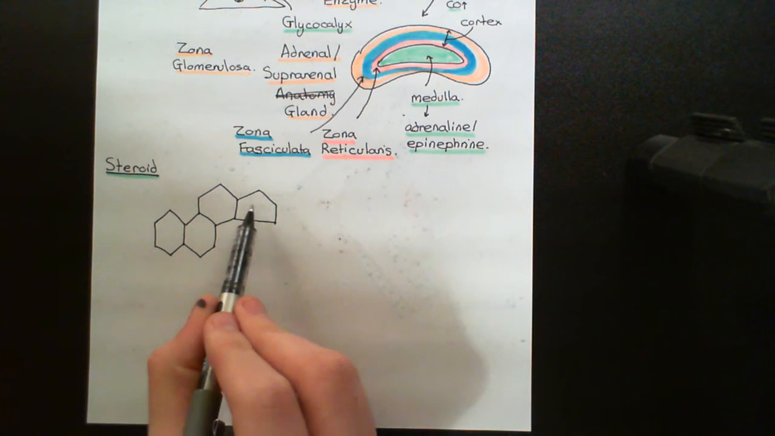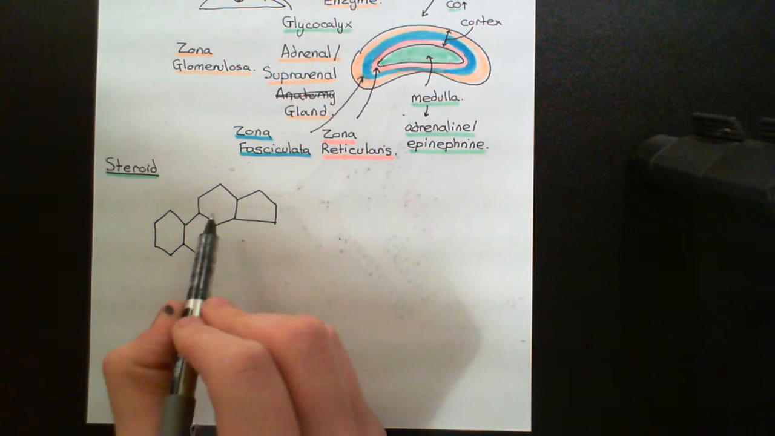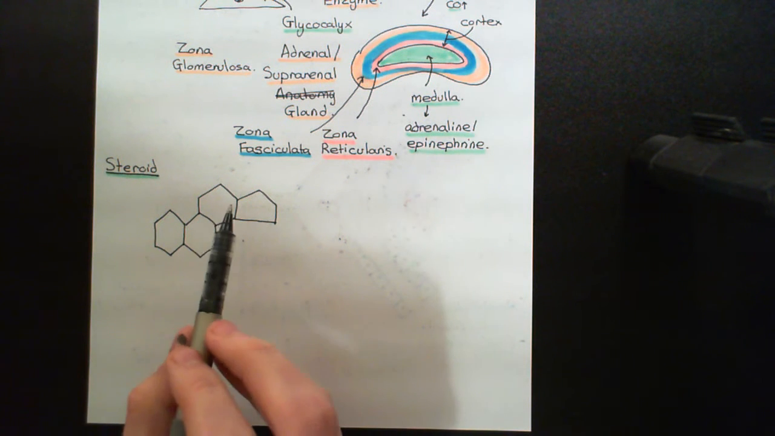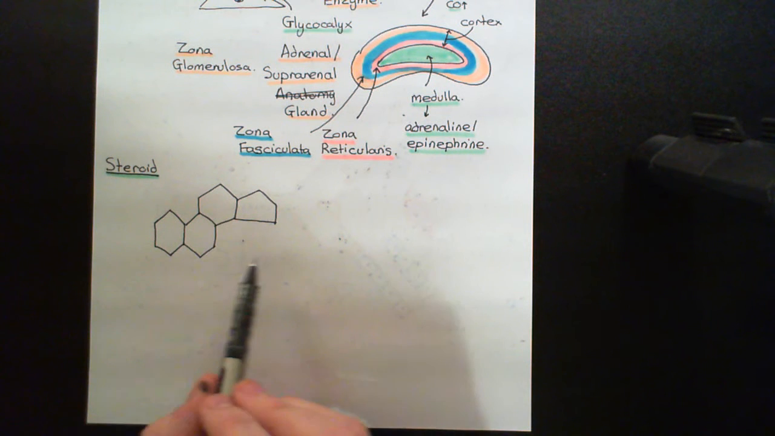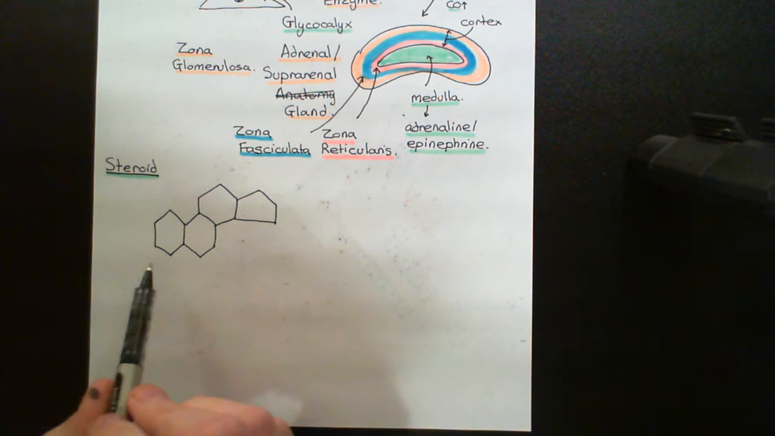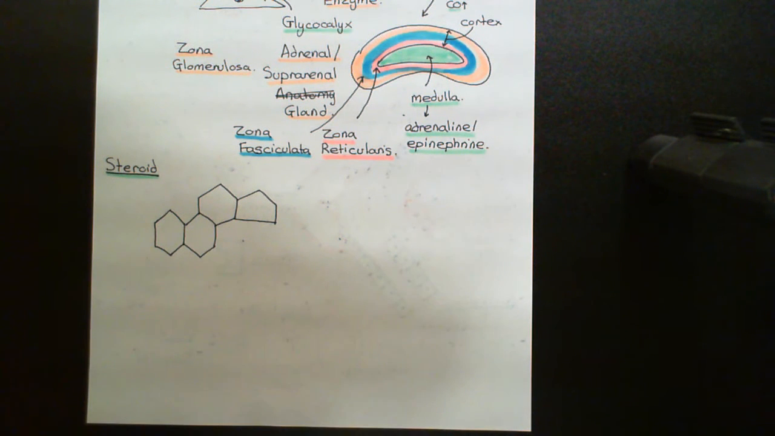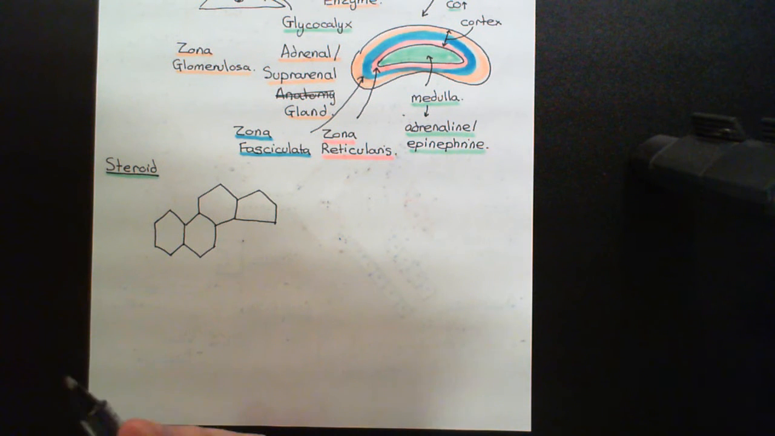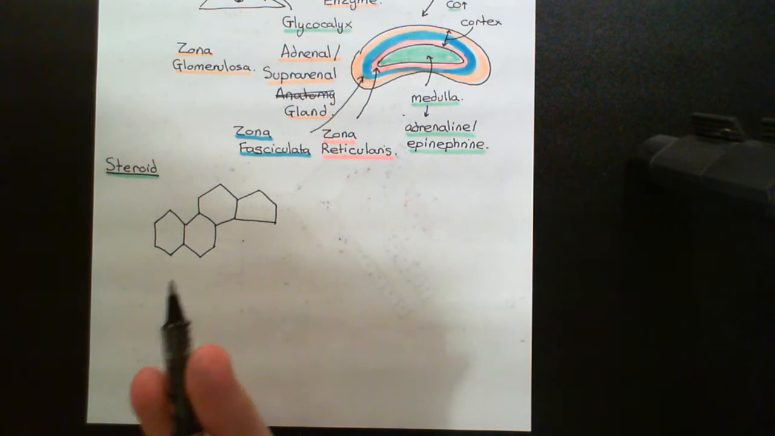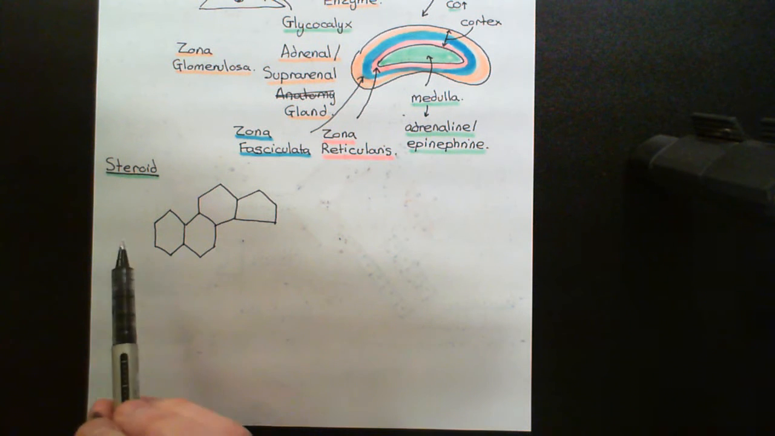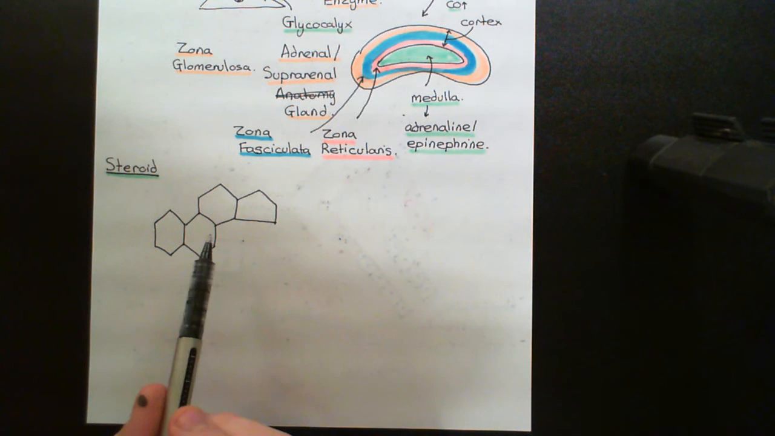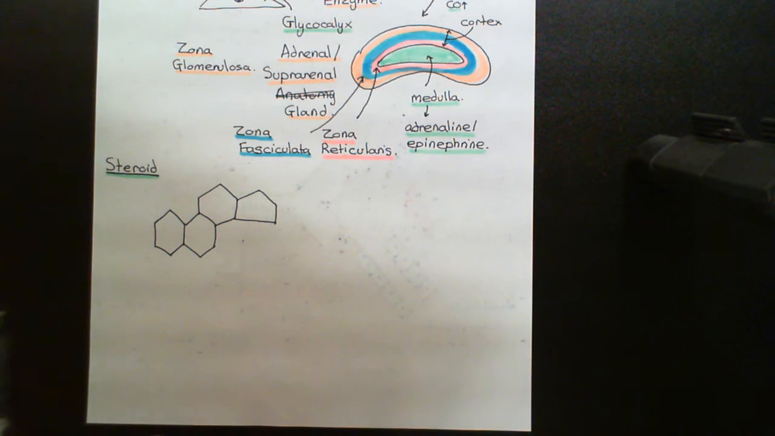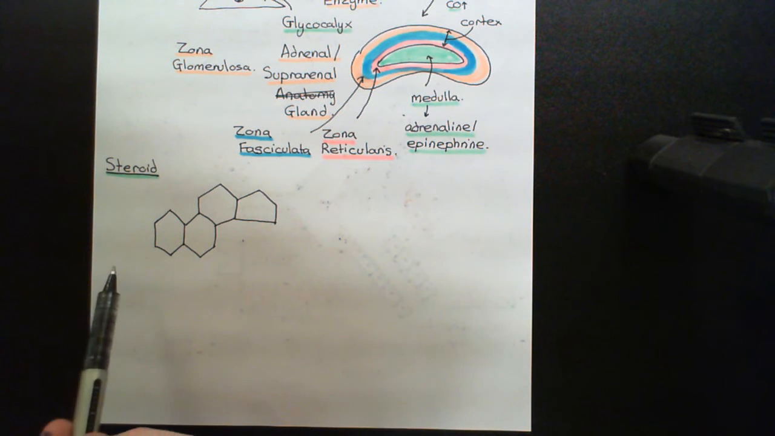We have 4 carbon rings here that are connected to one another, and any molecule that has this sort of structure within it, something that looks reasonably similar to this, is classified as a steroid. This actual molecule is called the core steroid, but when people refer to steroids, they very rarely are referring to this specific molecule. They're referring to the derivatives of this molecule, molecules that have a very similar structure to this one.